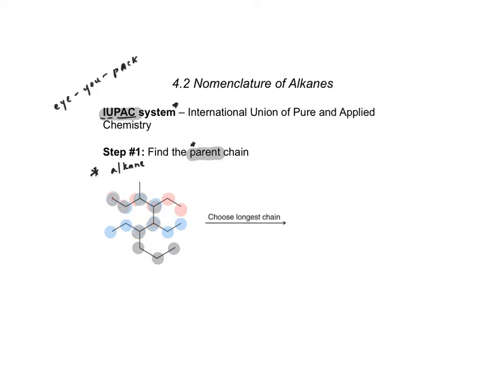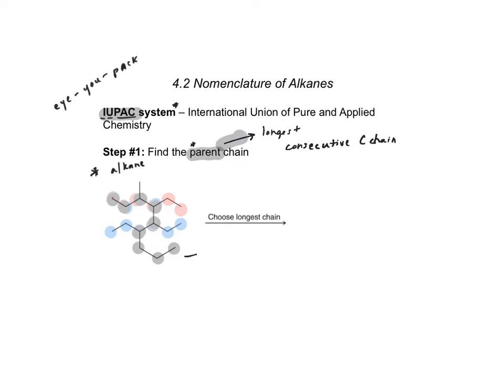So again, the parent chain here is the longest consecutive carbon chain, and that is the first step in our IUPAC system of chemical nomenclature: you need to find the parent chain. So, longest consecutive carbon chain, and the first step is finding that, okay?